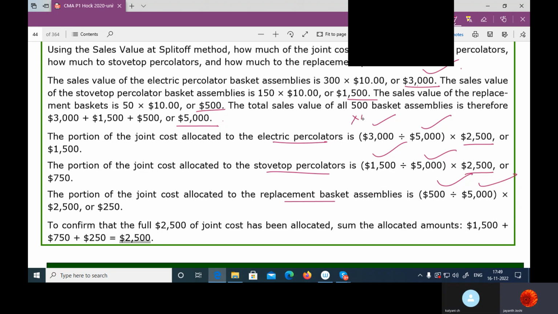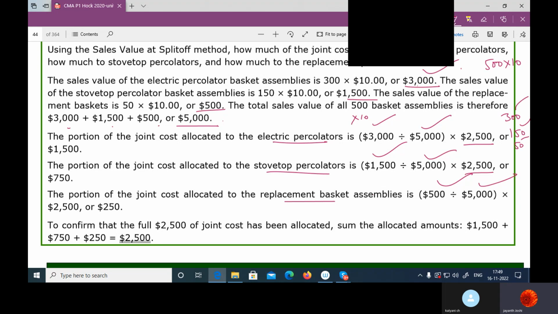We know 500 into 10, if we do, we get 5,000. But these are three different values. In the sense, the quantities are different for every category, correct? Here 300 is required, there 150 is required, there 50 is required. But no, 300 we are taking for one category, 150 for one category, 50 for one category, correct? So how much are we using the basket assembly for electric percolator?